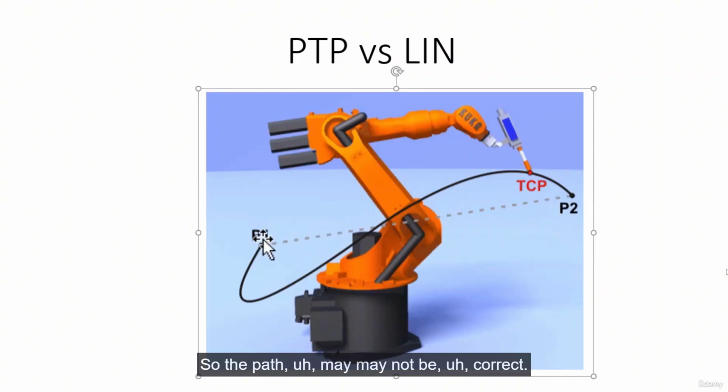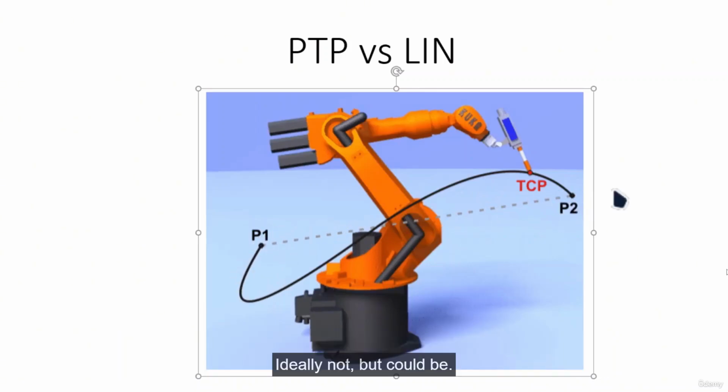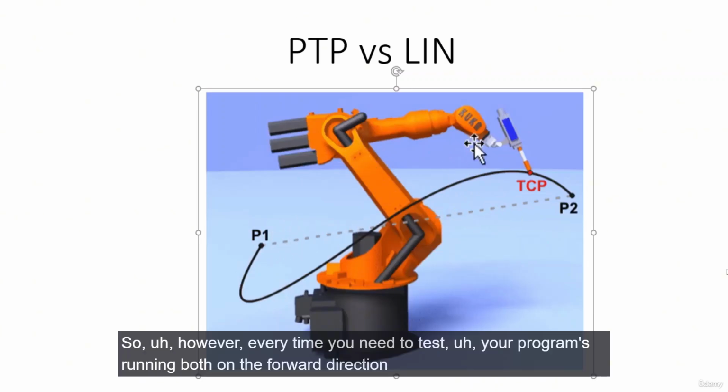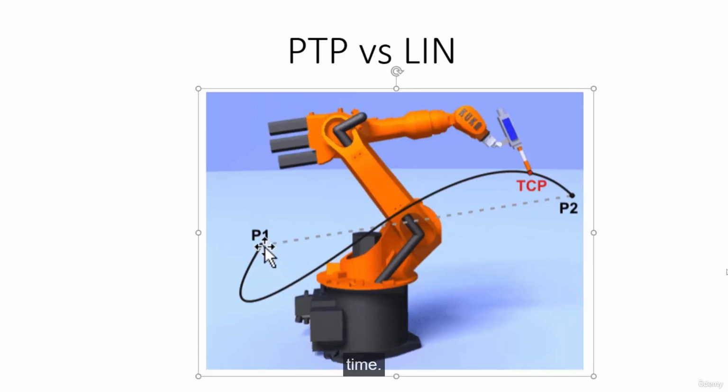So the path may not be correct. This curve is from one side, but the other side may be a different trajectory. Ideally not, but could be. However, every time you need to test your programs running both in the forward direction and in the reverse direction to ensure that the robot doesn't face problems during this time.